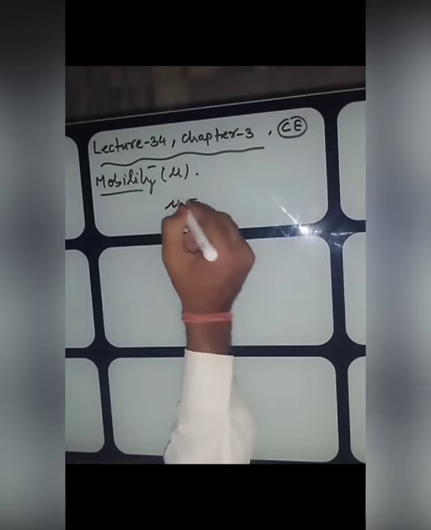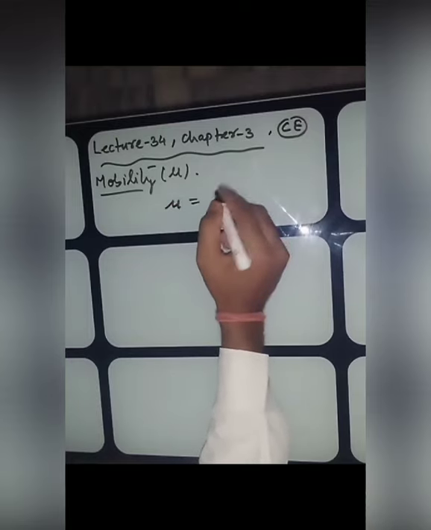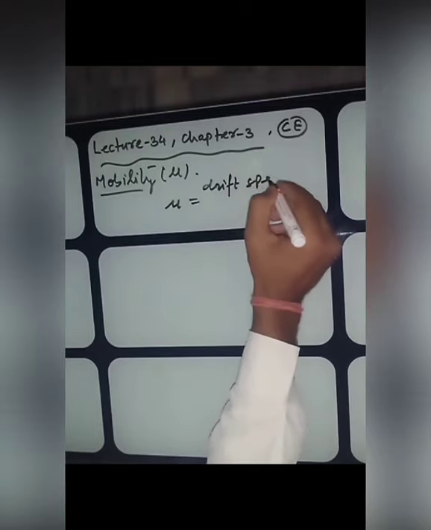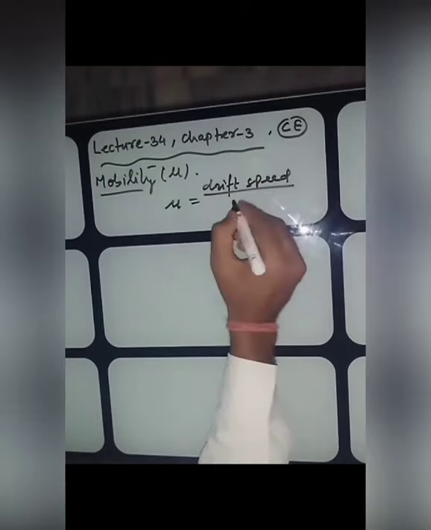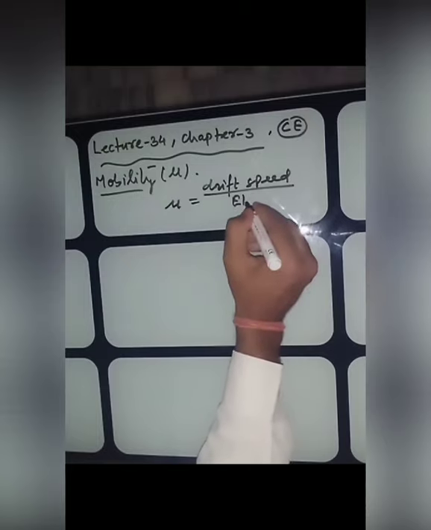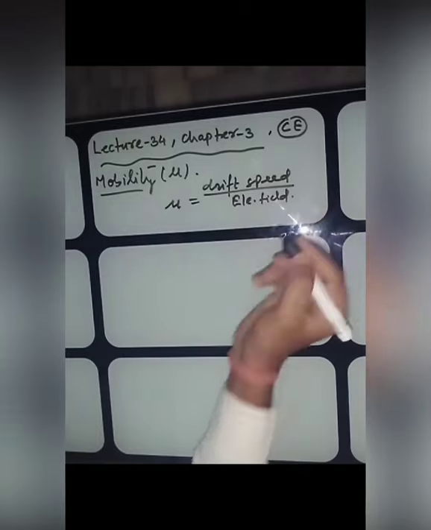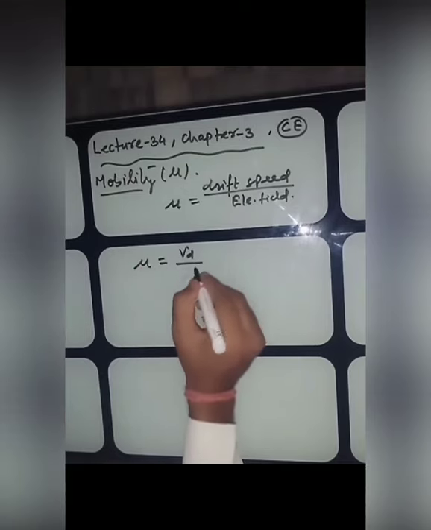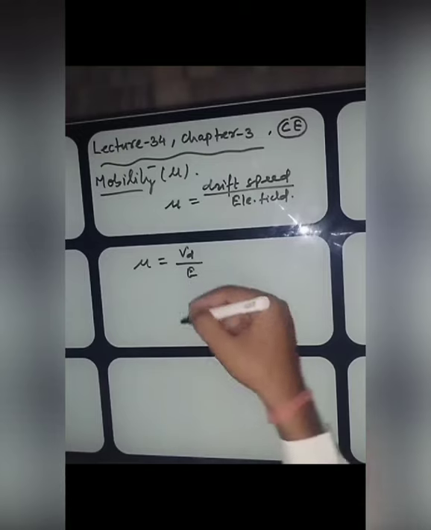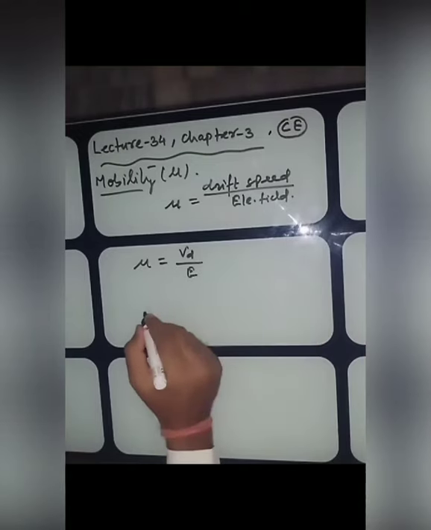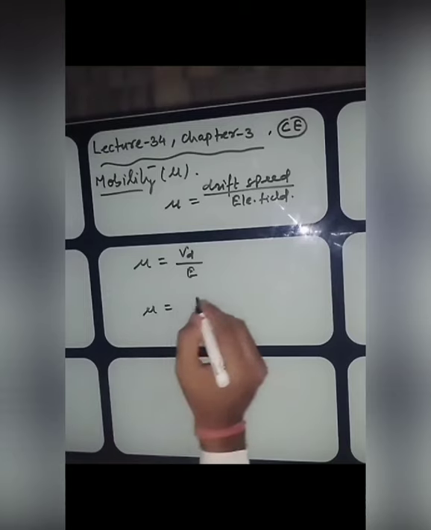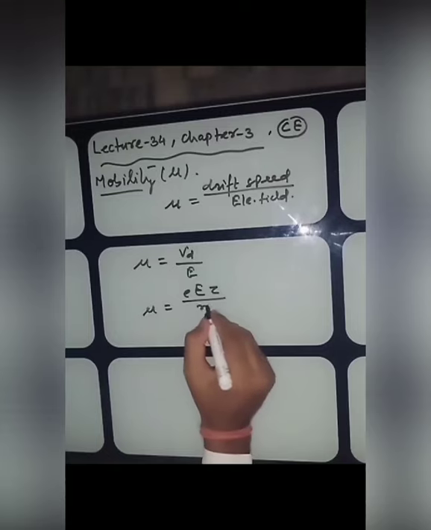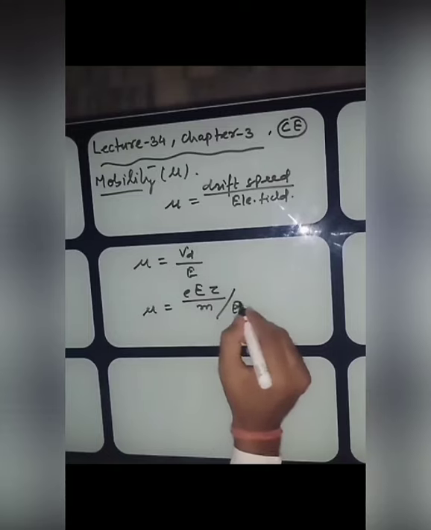From the definition we got, mobility mu is the drift speed per unit electric field. You will have the formula for mobility: mu is Vd over E. Do you remember the formula of drift speed, my dear students? Yes, it was E tau by m, divided by this electric field.